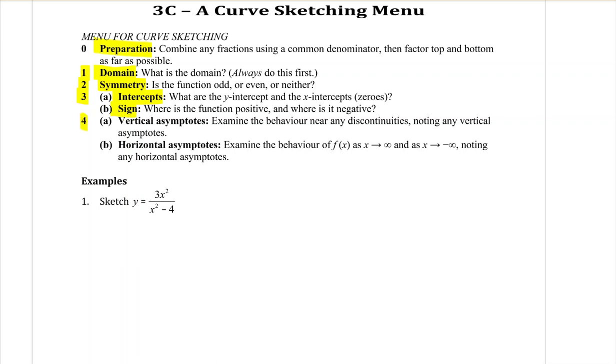Next, step 4, we want to find all of our asymptotes. So vertical asymptotes, which as a reminder are our discontinuous points, whatever makes the denominator of our fraction 0, that is where our vertical asymptotes are going to be. Our horizontal asymptotes are found by putting positive infinity and negative infinity into our equation. Okay, so here we go.